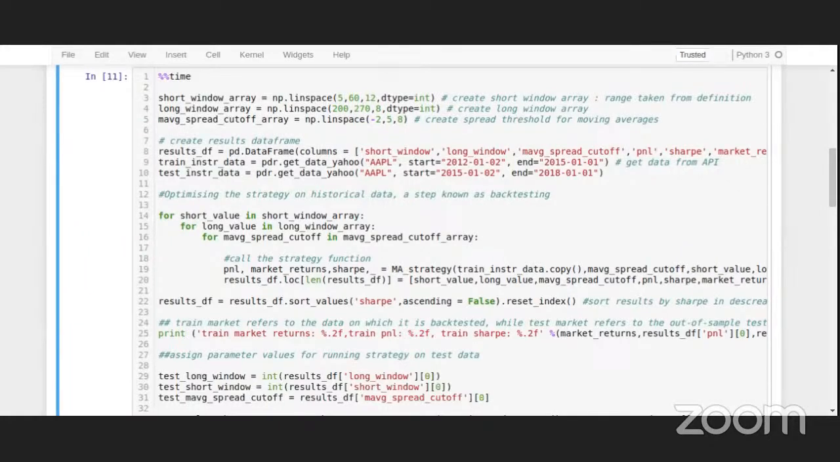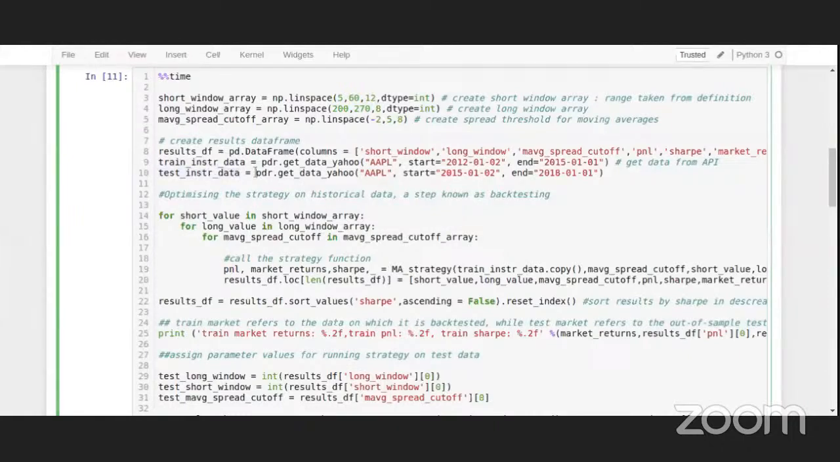We have described some data frames here: the results data frame, the train instrument data frame and the test instrument data frame. How this strategy is formulated is that we have divided the entire data into two periods, the train period and the test period. The train period is the period over which the strategy is run for all the parameter combinations, and then we figure out the Sharpe ratio and the PNL, and find out which parameters gave us the best result over the training period. And test data is the period over which we run the strategy without having any information of test data. This is actually the final run.